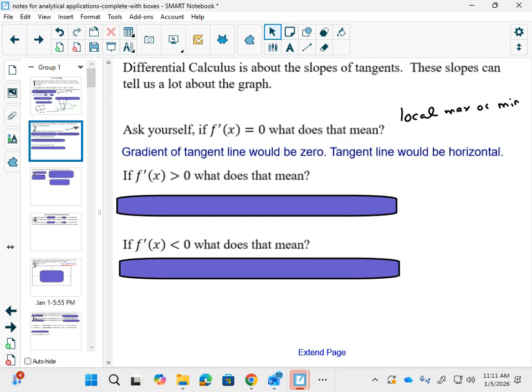And so much in real life is about finding maximums and minimums, right? What's the maximum amount of money I can make while doing the minimum amount of work? That would be a good job, right?